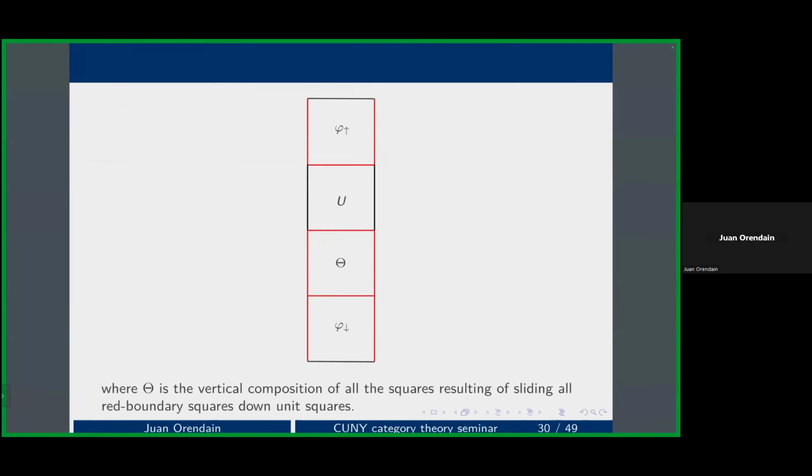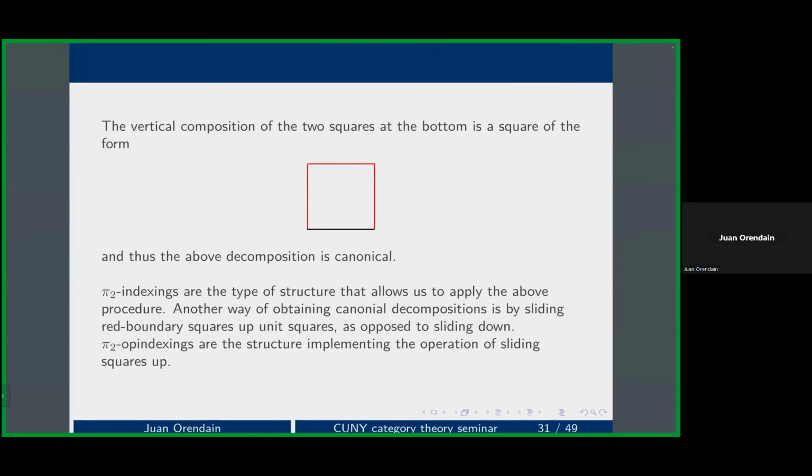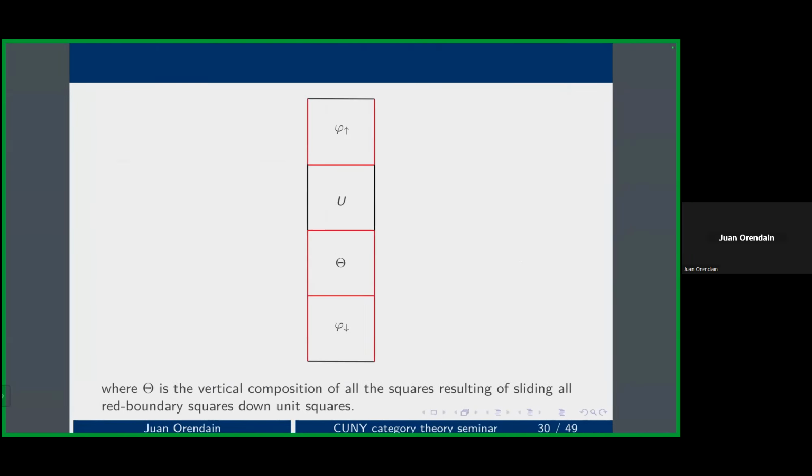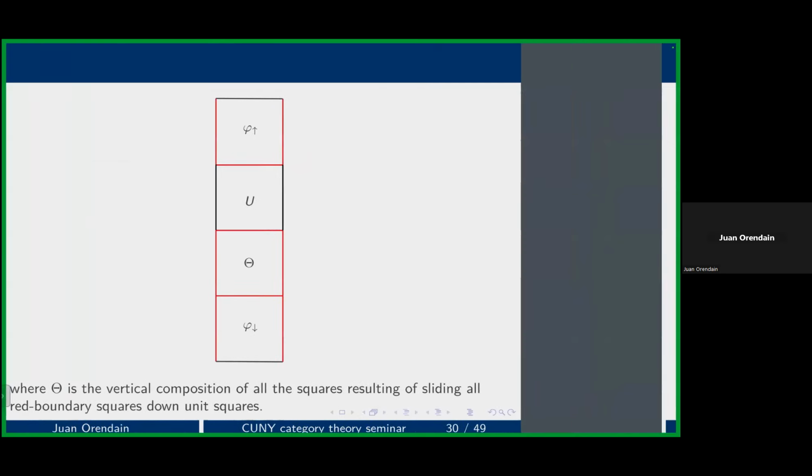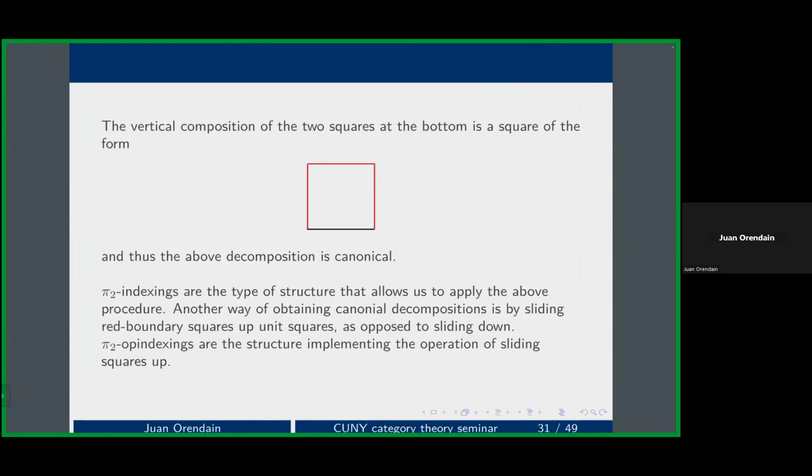And then you just observe that the thing at the bottom, the theta, composed with a phi downwards arrow, is a bottom bond type square. And so this would be a canonical square. So if we had a technology that would tell us, you have your double category C, and in C you can slide red boundary squares down horizontal identity squares, then every length 1 square would be canonical, and then our double category would be of length 1. So yeah, we kind of want to look for that.